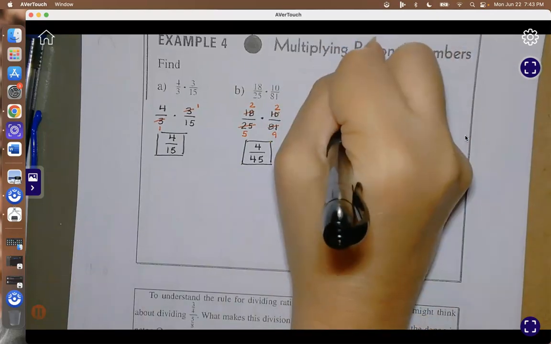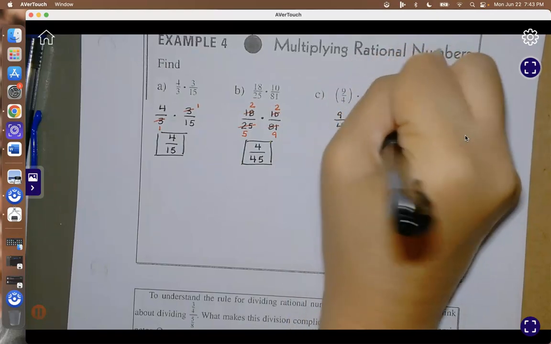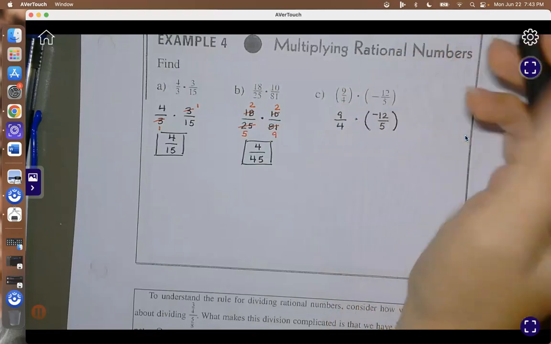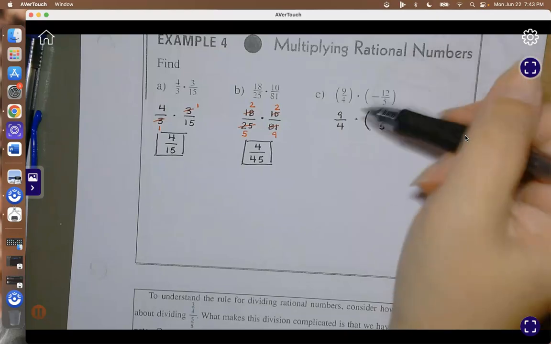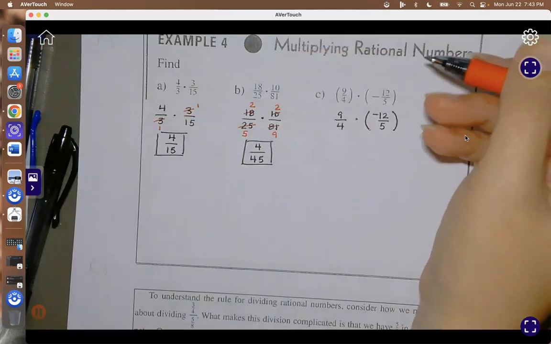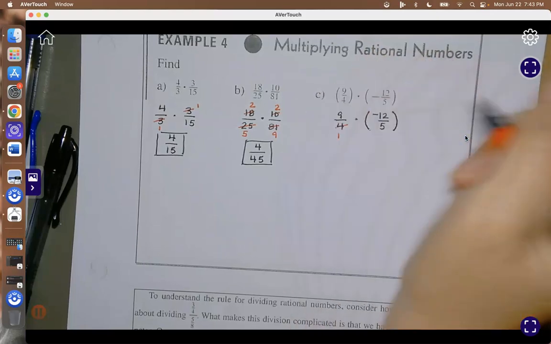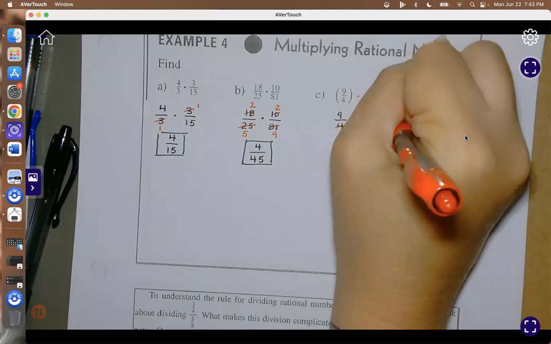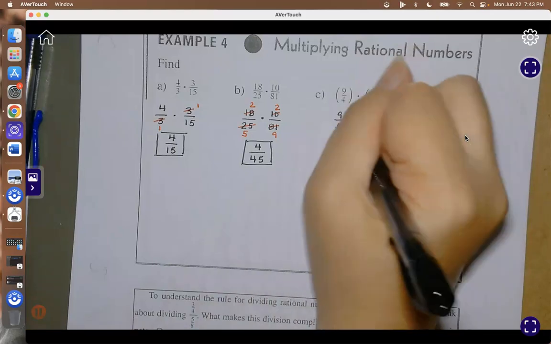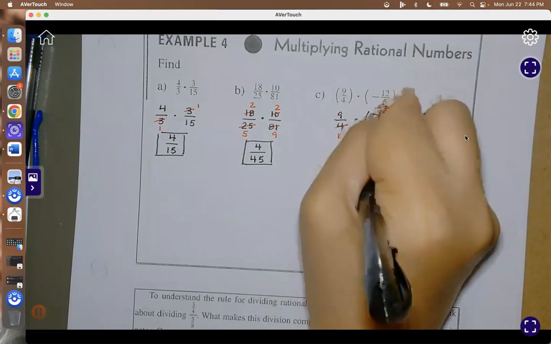All right, now we have 9/4 times negative 12/5. Now when you have that negative sign, it can only go with one piece. It doesn't go with the top and the bottom. So I'll usually put it with the top. Okay, so 9 and 5 don't have anything in common. They're not in any family but ones, and that doesn't help us. 4 and 12 are both in the 4s family. So 4 goes into 4 one time. 4 goes into negative 12, negative 3 times. So that we have 9 times negative 3 is negative 27, and 1 times 5 is 5.